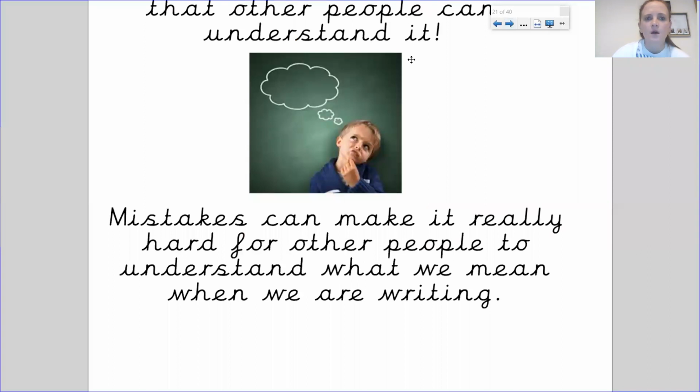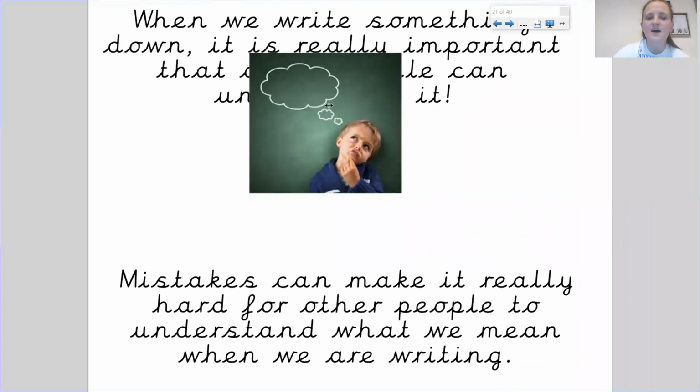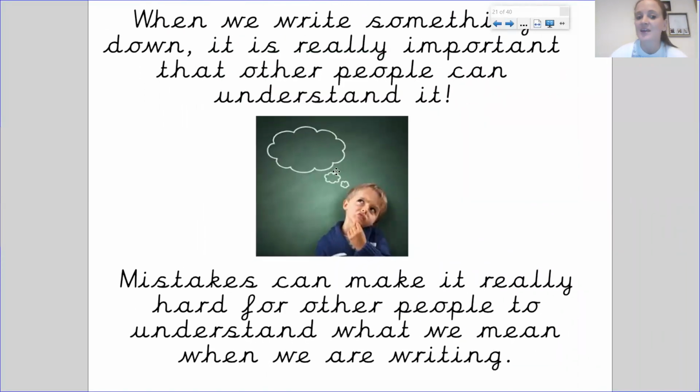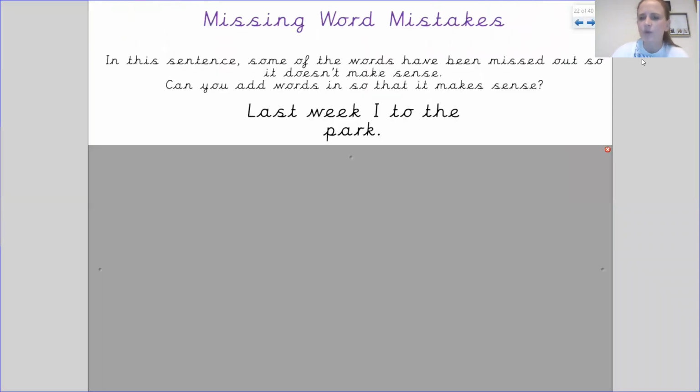So, when we write something down, it is really important that other people can understand it. So mistakes can make it really hard for other people to understand what we are meaning when we are writing, and they sometimes can make it really hard to read the paragraphs of information that we have spent so much time collecting and writing. So we're going to go through a few examples of simple mistakes that we can make with our writing.